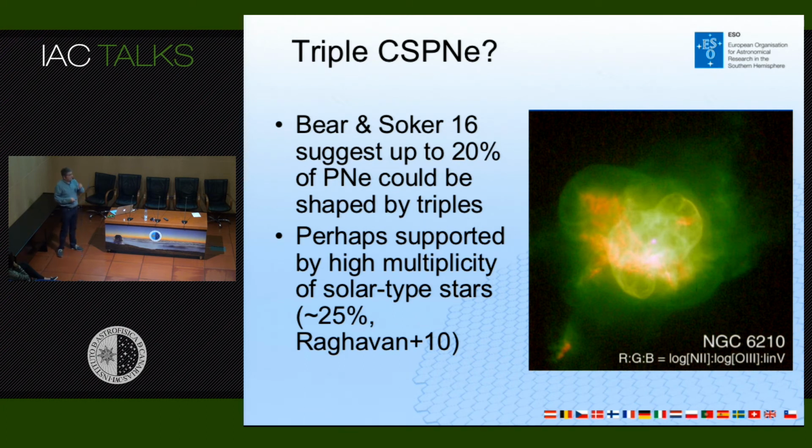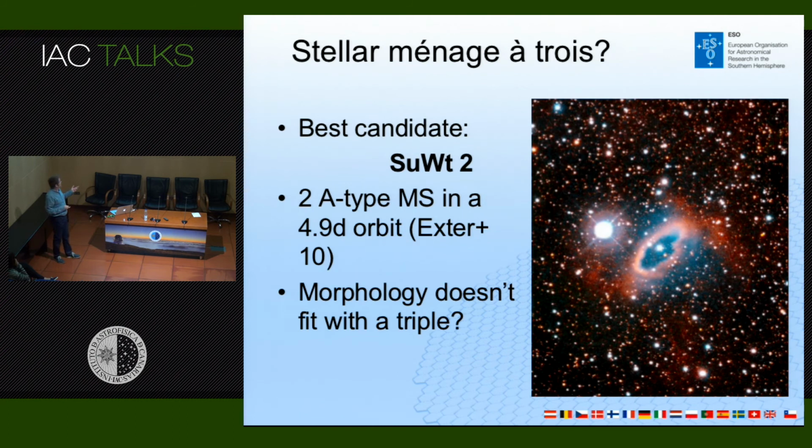So we tried then to find some. And one of the best candidates was this one, SuWt 2, because a paper by Exter et al. in 2010 said that in fact there were in the center of this planetary nebula 2 A-type stars, which were main sequence stars, in an orbit with a period of 4.9 days. Of course, again, those main sequence stars cannot be at the origin of the nebula and cannot explain its ionization. So this was their conclusion: this must be a triple system. You have a pair of A stars, and there must be a white dwarf there, which is too faint and we cannot see it.